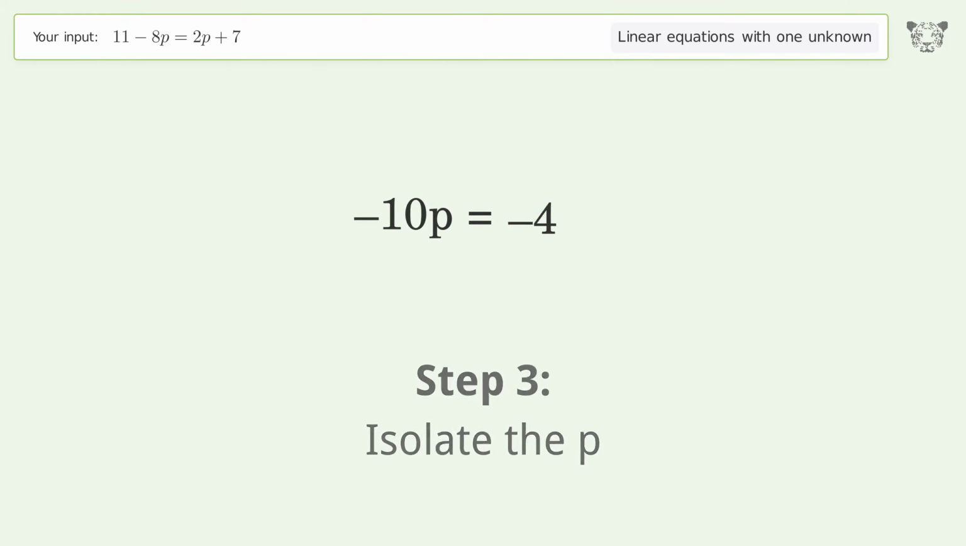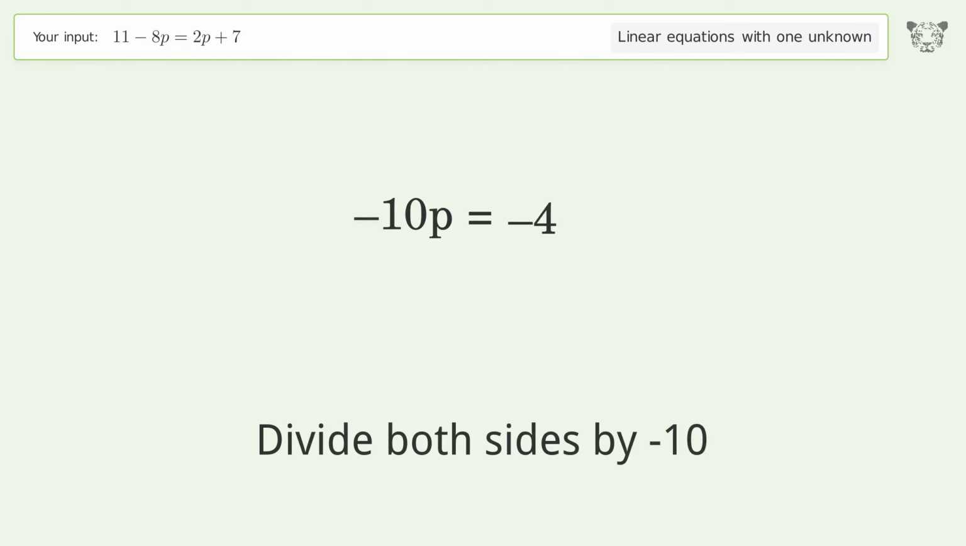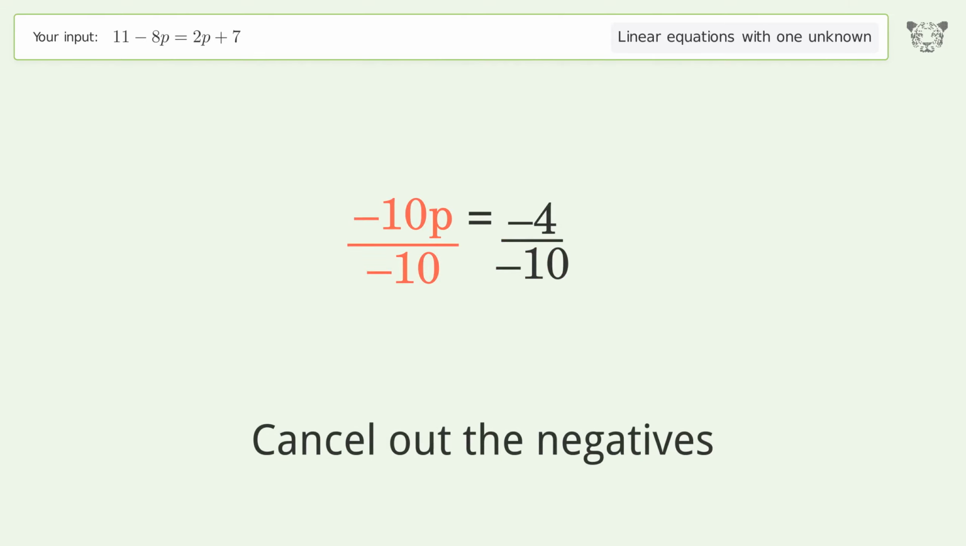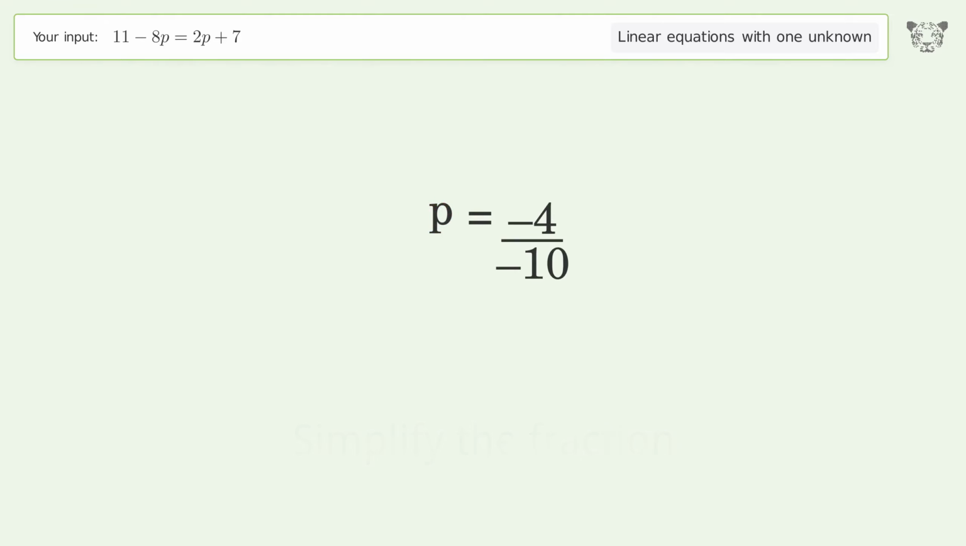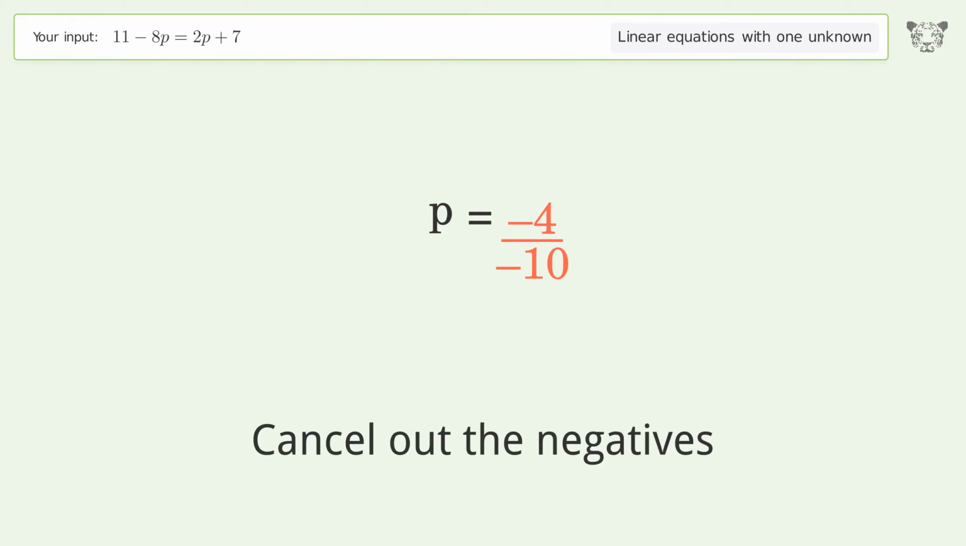Isolate the p. Divide both sides by -10. Cancel out the negatives. Simplify the fraction. Cancel out the negatives.